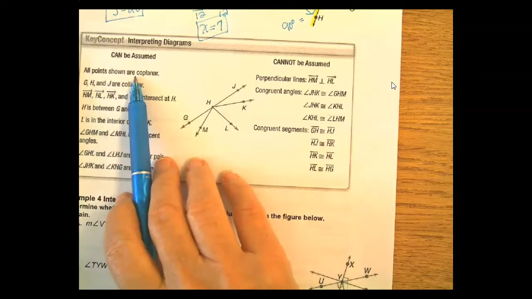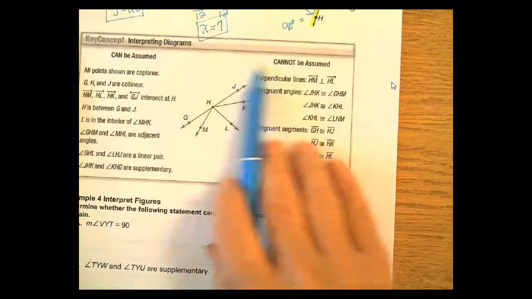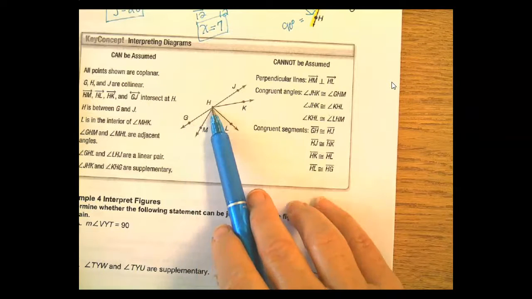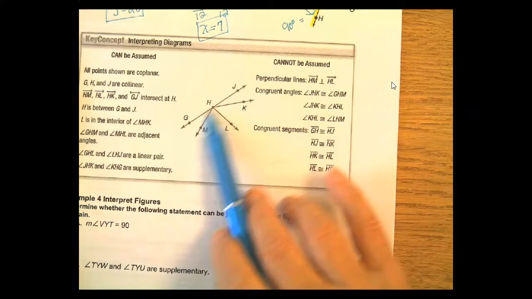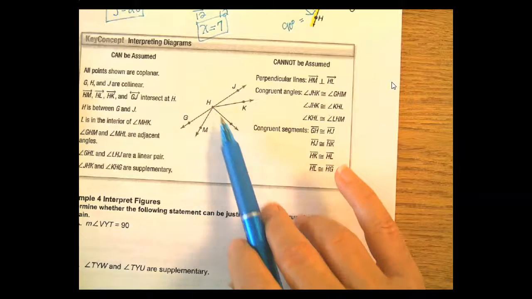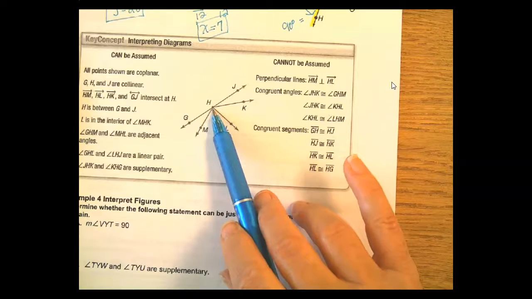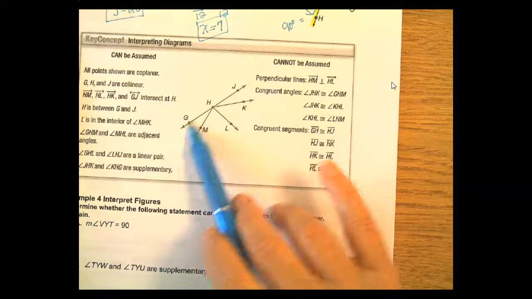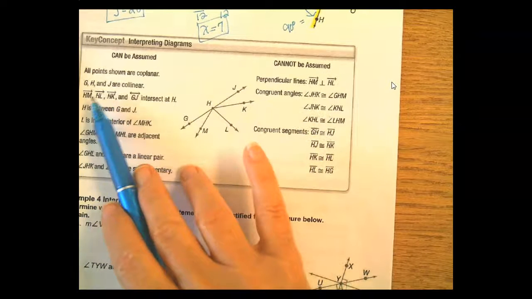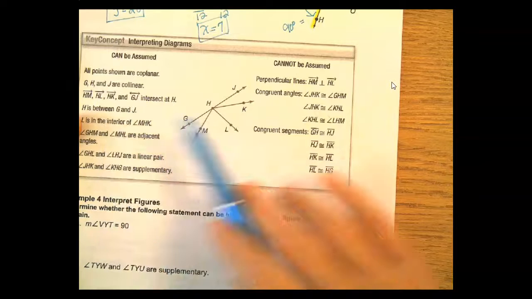All points shown are coplanar, so that means they're all in the same plane. G, H, J are collinear, so it's forming that straight line. H to M, H to L, all of these intersect at H. Most of those are rays, and that's part of a line. H is between these two.